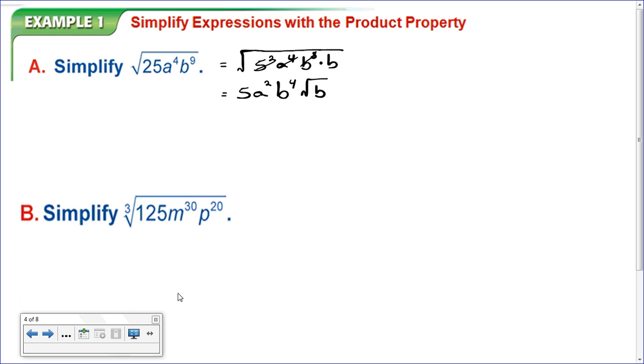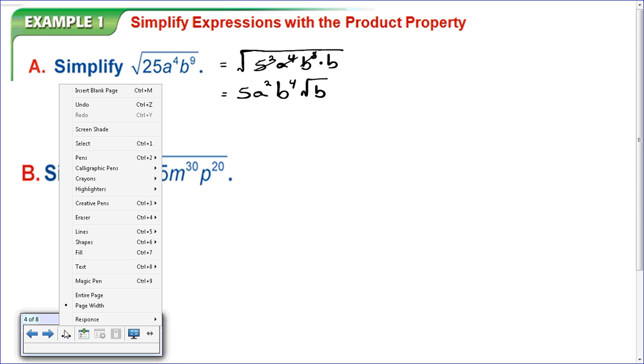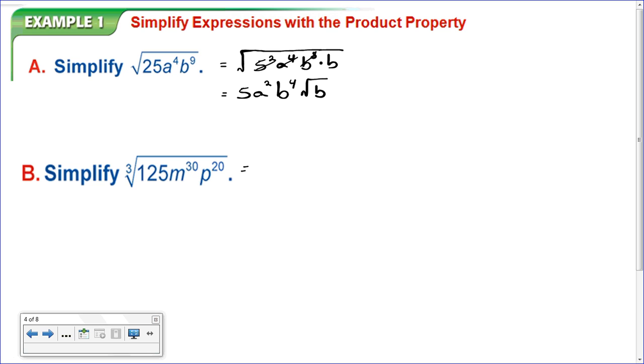Let's take a look here at our second example. Okay, just like before, I want to break this apart. When I break it apart, I want to break it apart to where I can take my third roots of this thing. So, looking for third roots. Now 125 is 5 to the 3rd power. Alright, 30 can be divided by 3, so I will be able to find the third root of m to the 30th. And p to the 20th, well, I can't find the third root of that, but I could find the third root of p to the 18th.